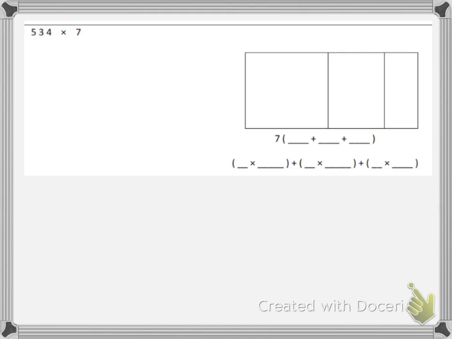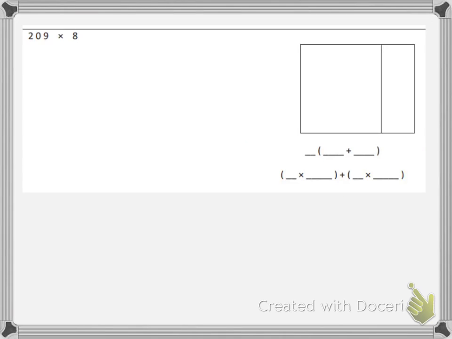Now guys, I would like you to try some of these methods. 534 times 7, and they're asking you here for the area model. Over here, they're giving you the distributive property. You can also be doing the partial product way and the standard algorithm. So try one of the new ones. Challenge yourself and solve 534 times 7. The next one is 209 times 8. Again, challenge yourself and try one of the new ways like area model, distributive property, partial product, or standard. Give it a try.